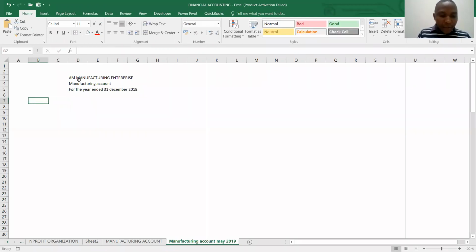So in manufacturing, we start with what? Direct cost. And under direct cost, we start with opening stock of raw material. In our case, it is how much? Opening stock of raw material. Under trial balance, you check it under trial balance.